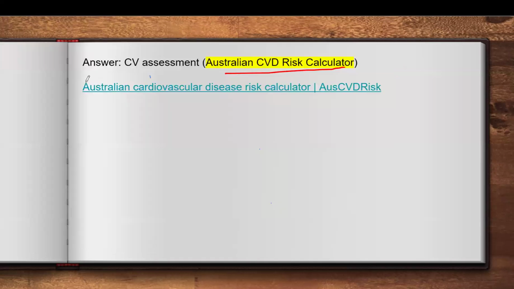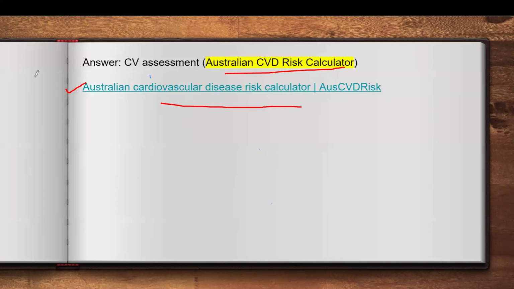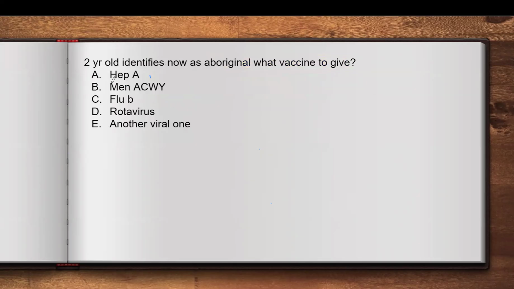So this is the link for the risk calculator that is mentioned in the Red Book. You can just have a look. You don't need to remember it, just for making concepts.